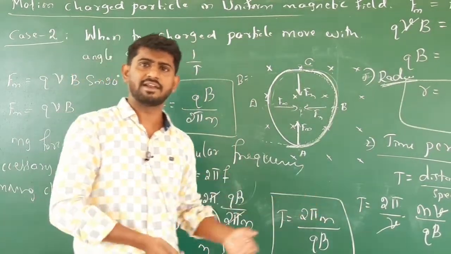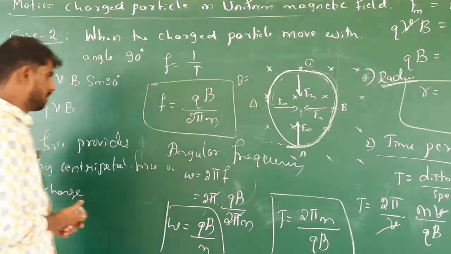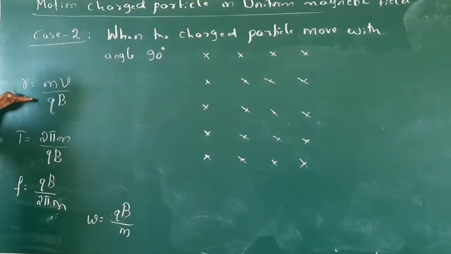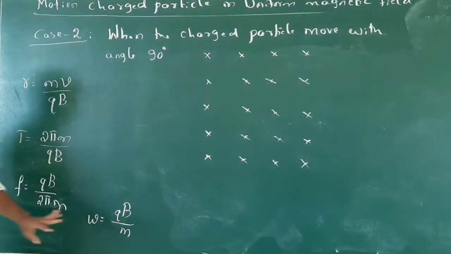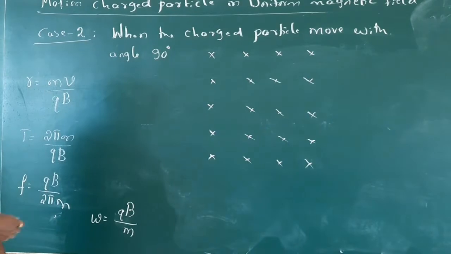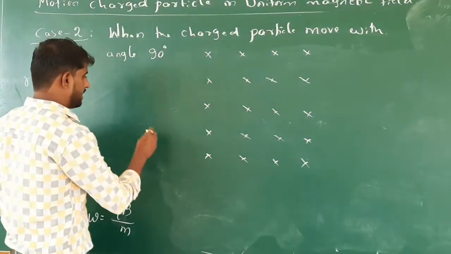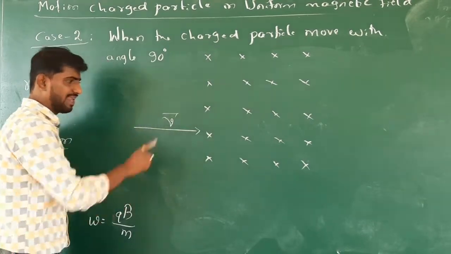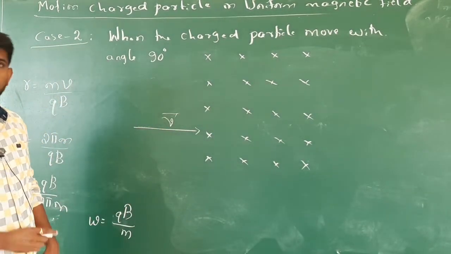So one angle is 90 degrees. Okay, so these are our results: the radius of that moving charge, time period, frequency and angular frequency. Okay, now I'll ask some questions. Now the charged particle enters this region like this. What's the angle now? 90 degrees.